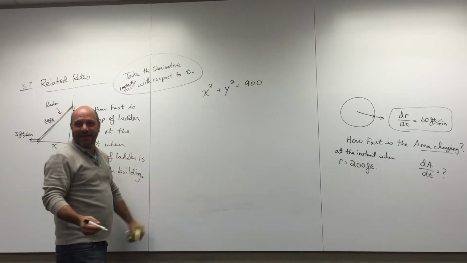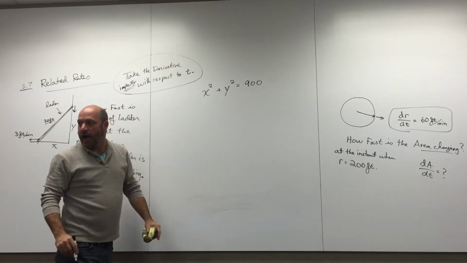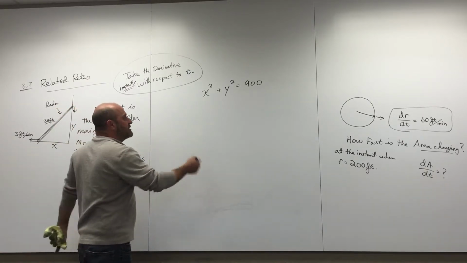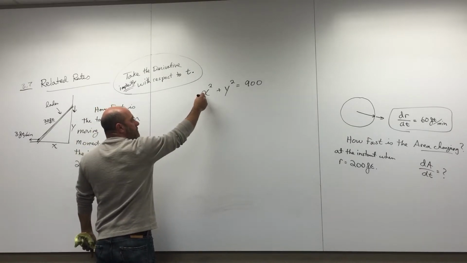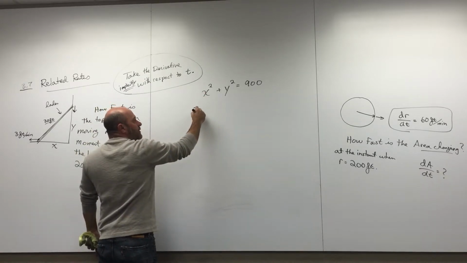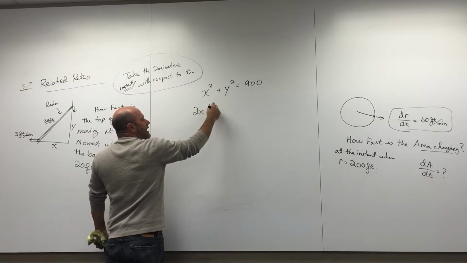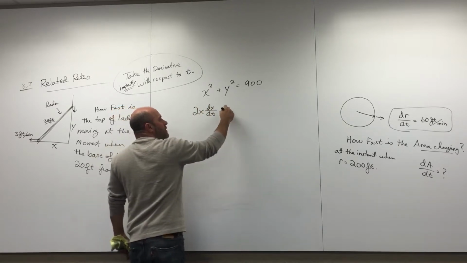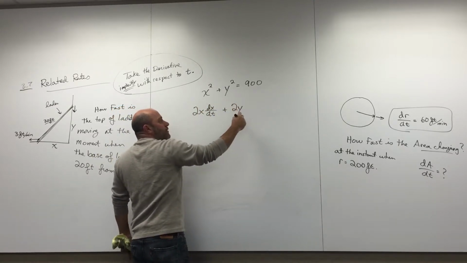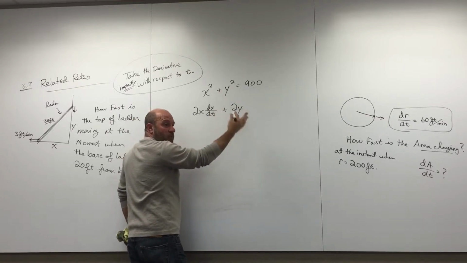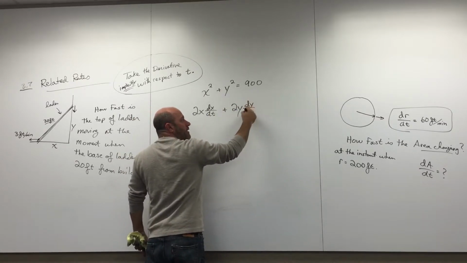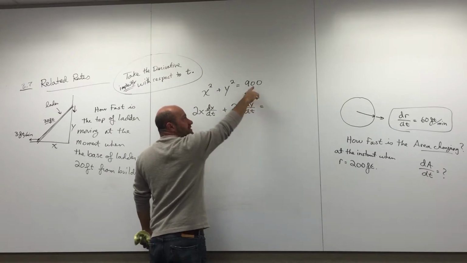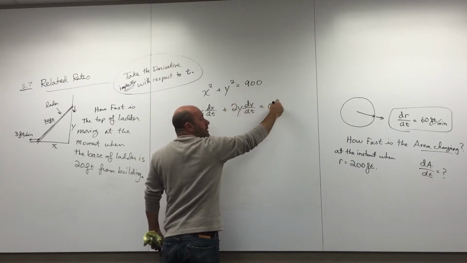It's easy to do too. I think I already did one like this today. How do I do this derivative with respect to t? 2x dx dt plus 2y dy dt equals this derivative, please? 0.